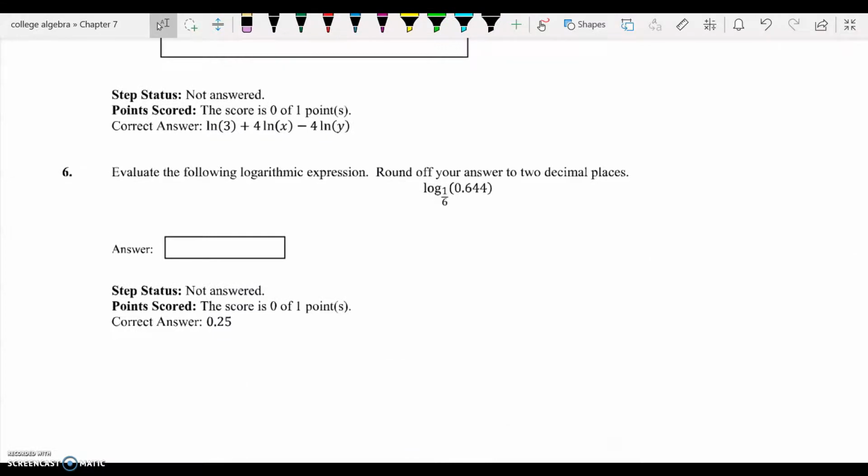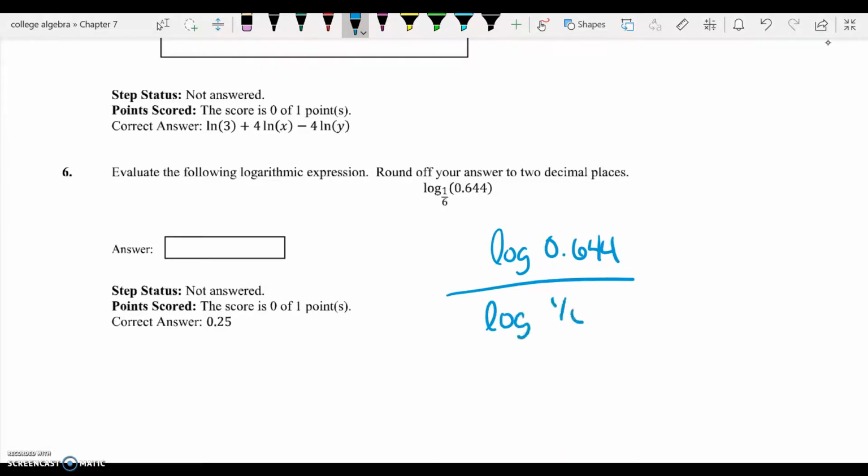This one we did as well on the notes, but you take log of the number that's inside parentheses divided by the log of the number that's the base. You should get your answer.